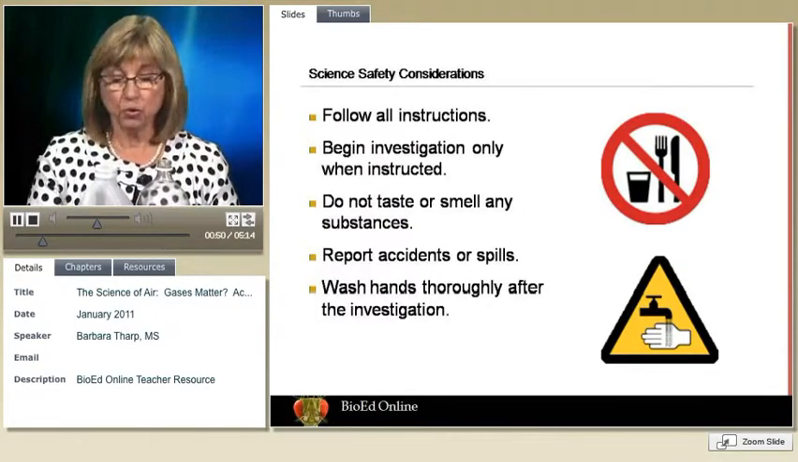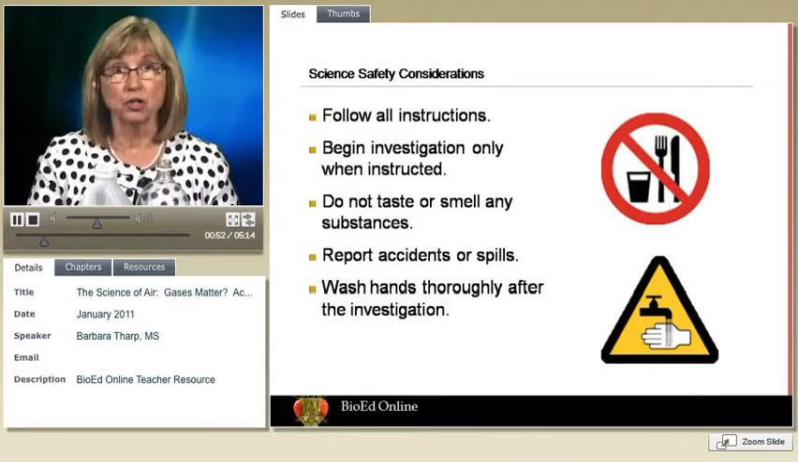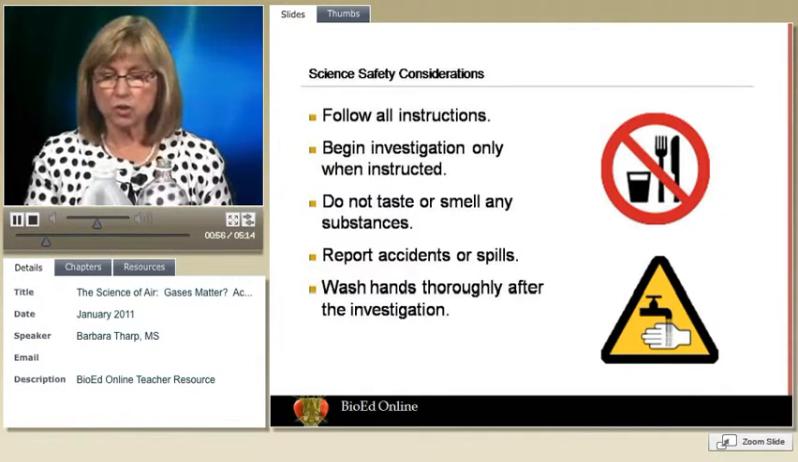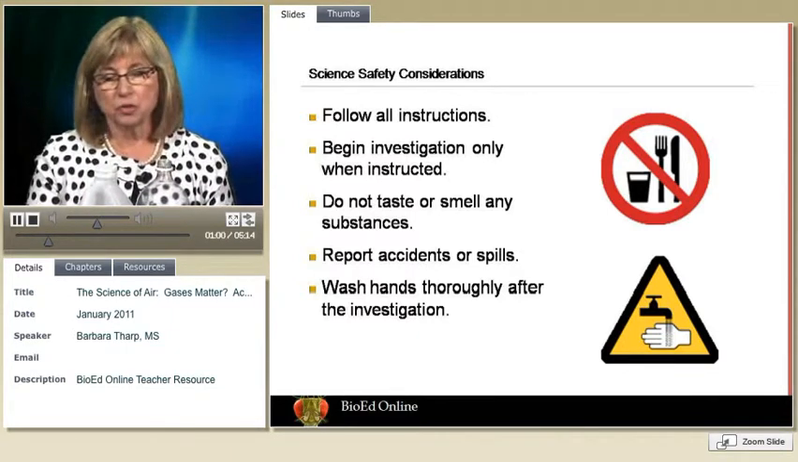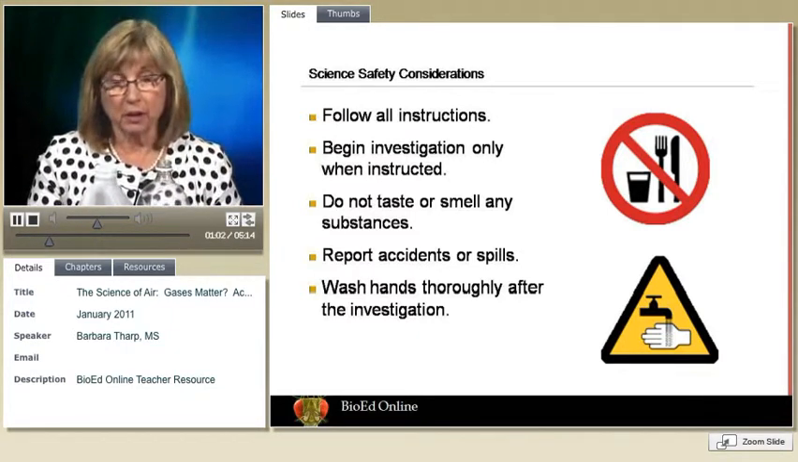Now, as you do this activity, make sure that you don't forget safety. It's always important to follow the school guidelines. Also, since we're using vinegar, goggles are really important. And balloons, make sure that they play with the balloons appropriately.